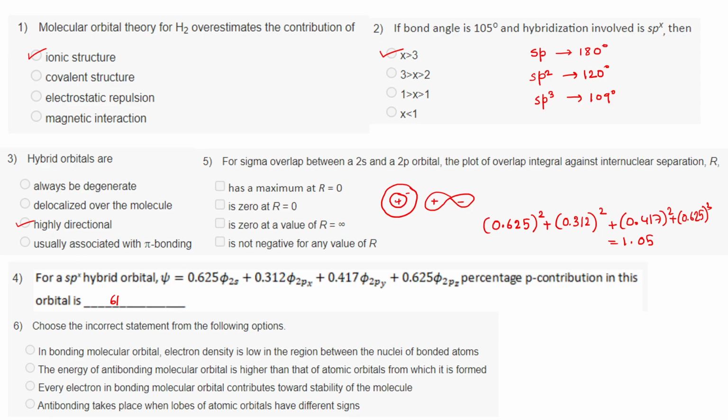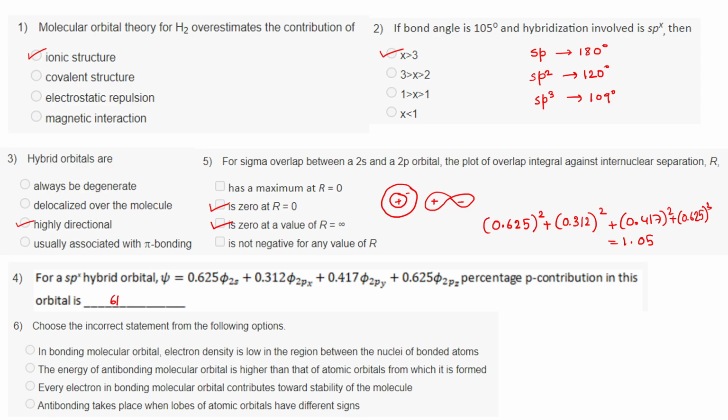So you will see when the internuclear distance R is zero, then the overlap integral is zero, and it is also going to be zero at R equals infinity. And these two are going to be the correct answer.